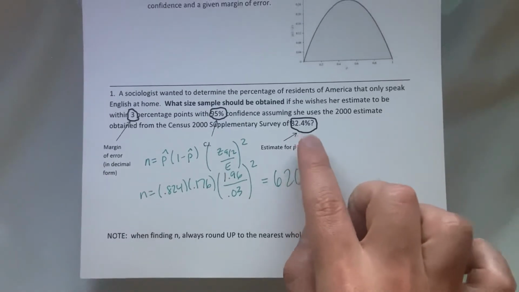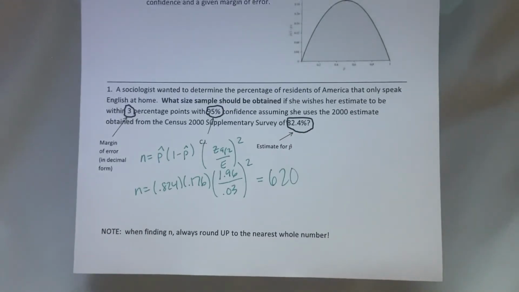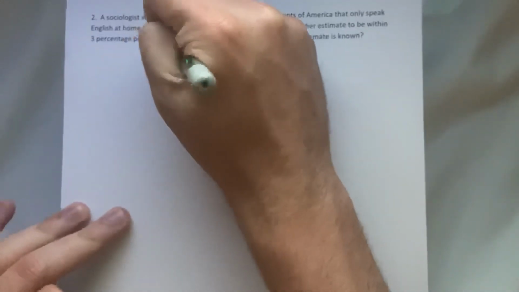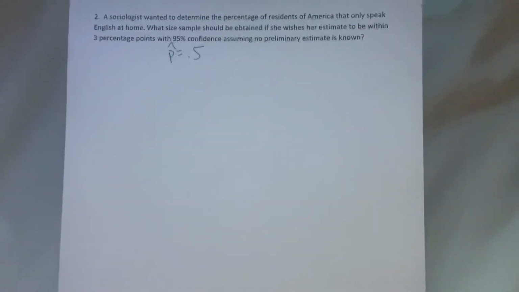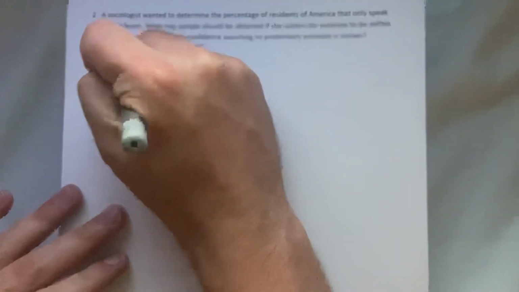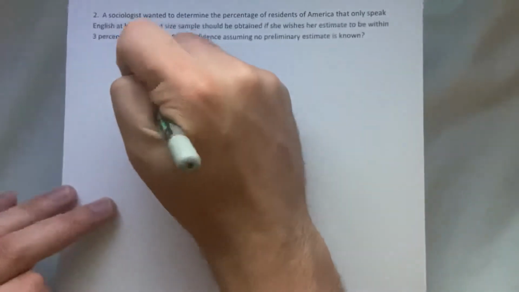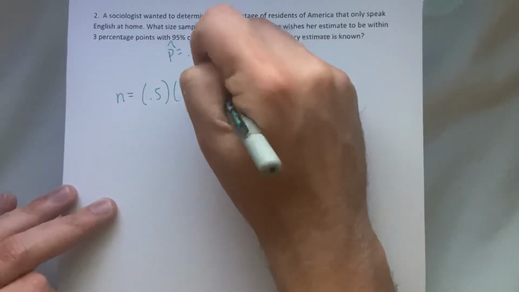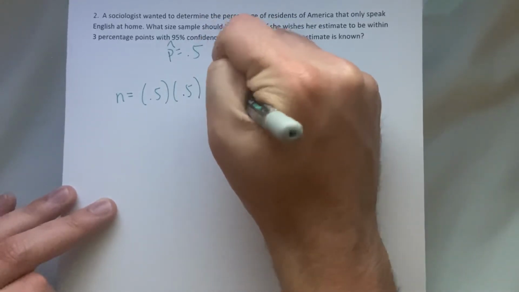Now, this was when we know that 82.4% was the number previously, so we're using that thinking it's pretty reasonable. What happens if there was no previous study? What if she wanted to determine the percentage and she didn't have anything to go back on? So what we said is, if you don't have anything to fall back on, if you let p hat be 0.5, you're guaranteed to catch any point estimate, population proportion, and still be fine. So instead of having our 0.824 and 0.176, it lets both of the numbers be 0.5. That's 1.96 over 0.03 squared.